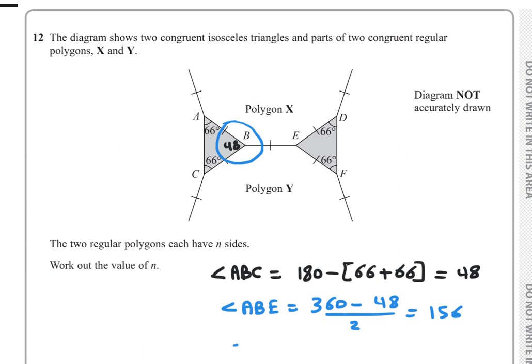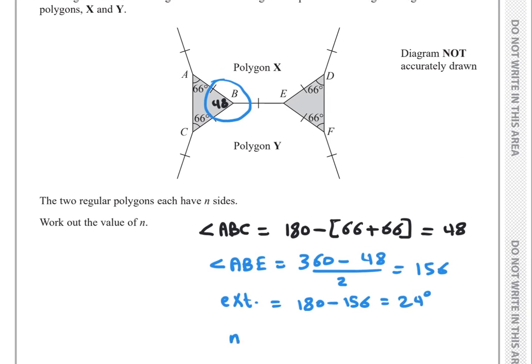So the exterior angle equals 180 minus 156, which equals 24 degrees. So to find the number of sides, divide 360 by the exterior angle, which equals 15. So 15 sides.